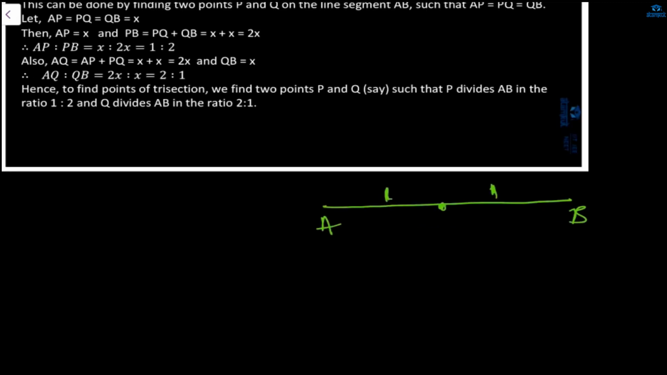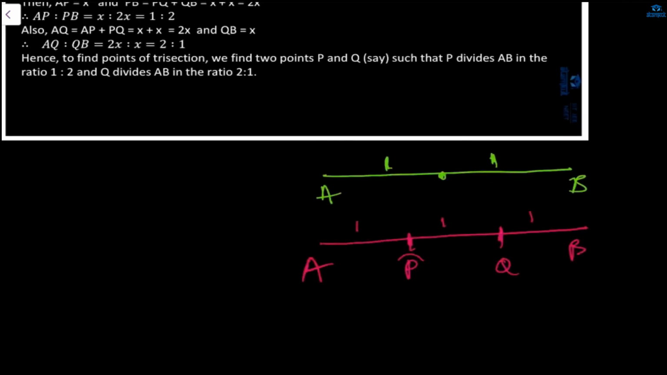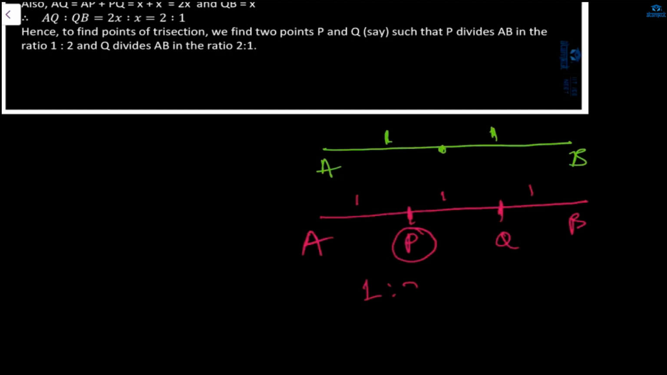Now if I have a line AB again, and this time I am dividing the line into 3 sections, and all 3 sections are equal, this is 1, this is 1, this is 1. So the point P will divide the line segment into which ratio? 1:2. This portion is 1, and from P till B there are 2 portions included. So 1:2, and for Q, it will be 2:1.